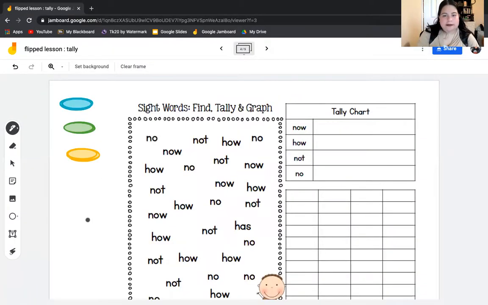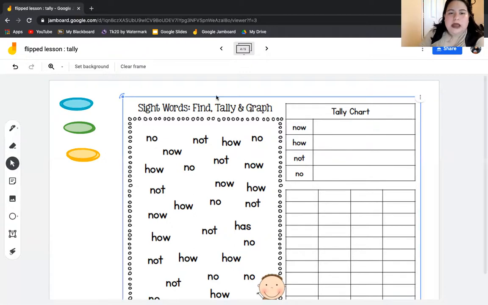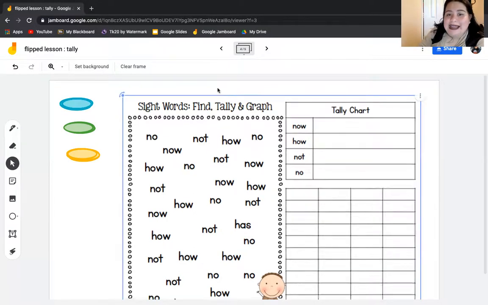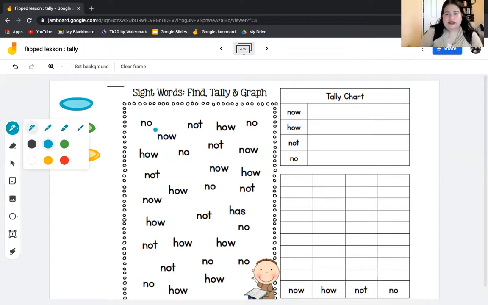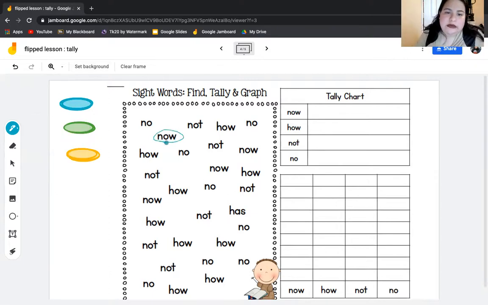Going over, now we are going to find the data ourselves and then form a graph. So for this one, we are finding, tallying, and then graphing sight words. So I'm going to circle the words now first. Now is going to be in blue. So where do you see now?